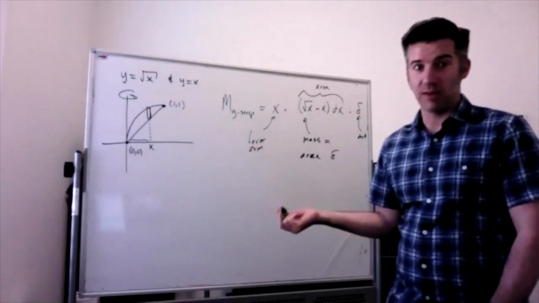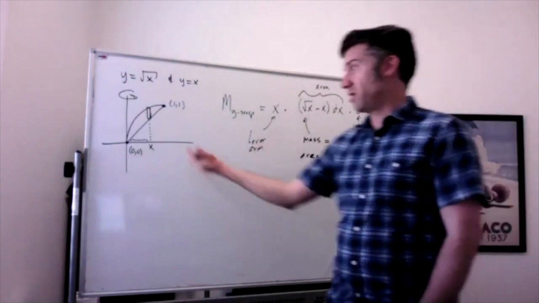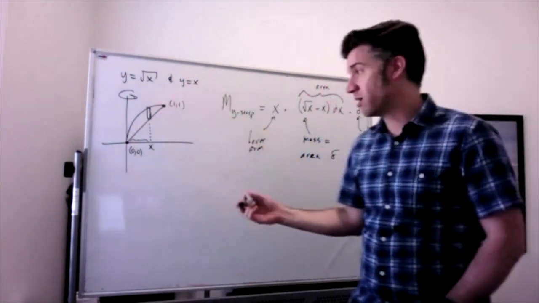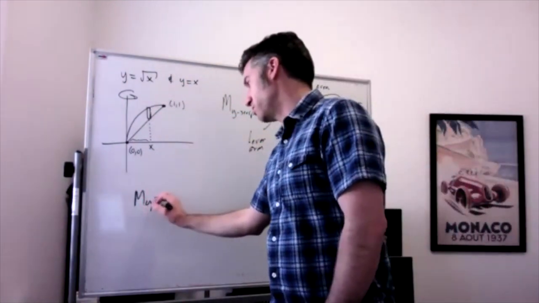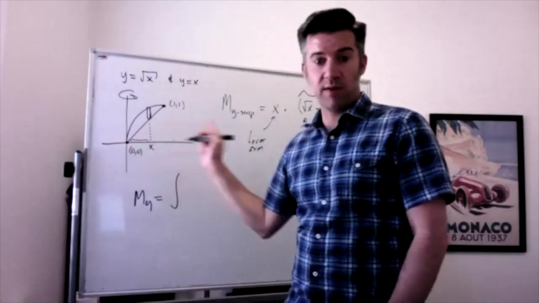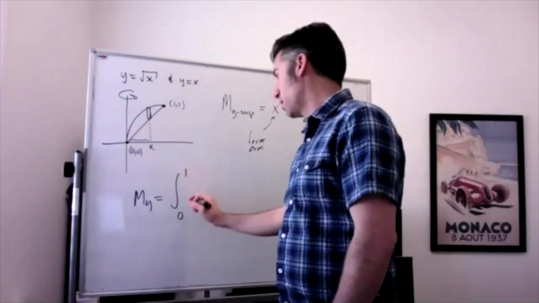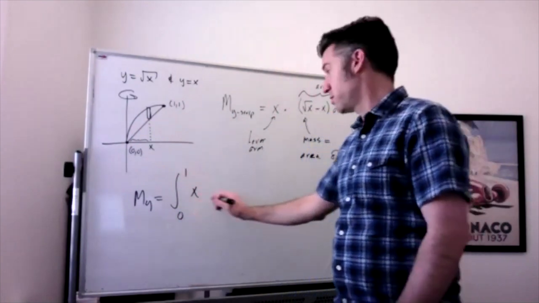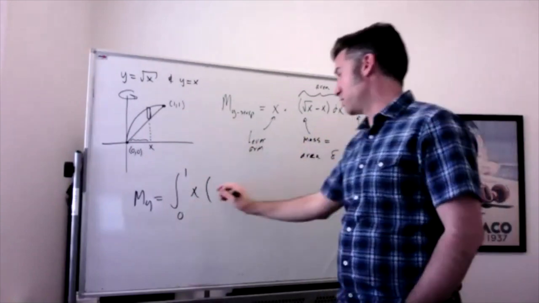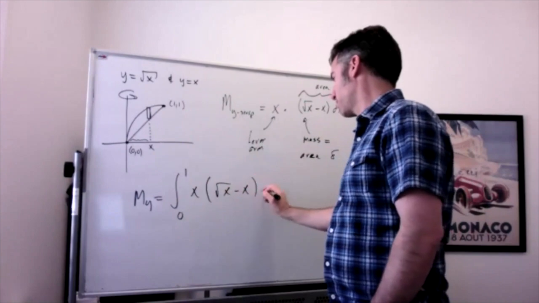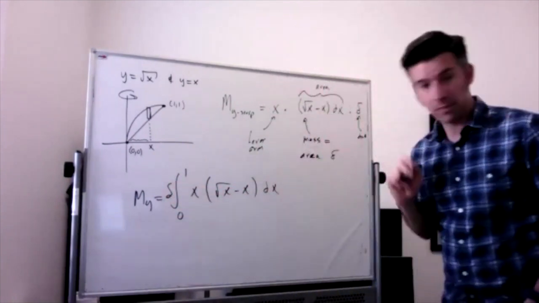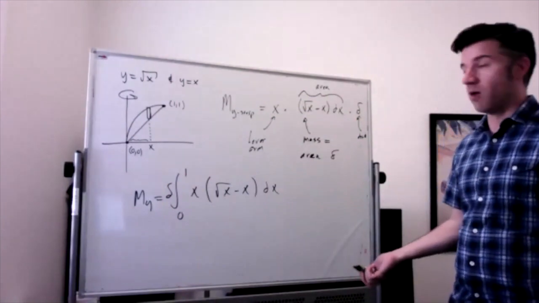Really the way I'm thinking about the moment around the y-axis is just lever arm times the area of this, and then we integrate. So the moment around the y-axis is going to be the integral from x equals 0 to x equals 1, of x, the lever arm, or the distance to the strip, times the area of the strip, times the density. I'm going to assume this density is constant. So that's how you find the moment around the y-axis here.